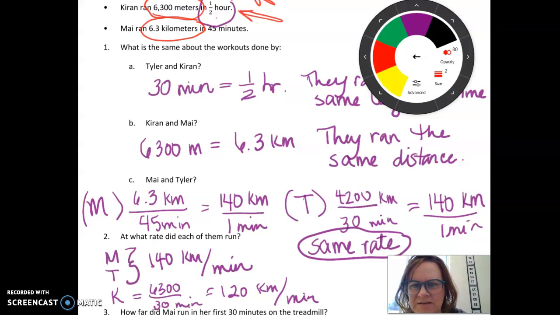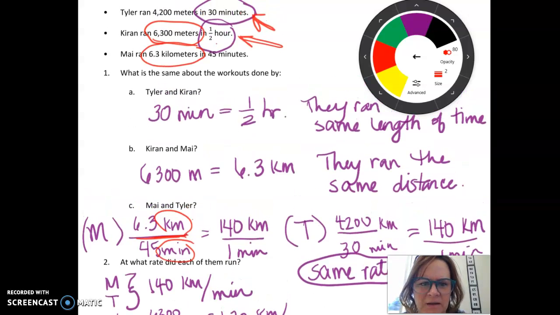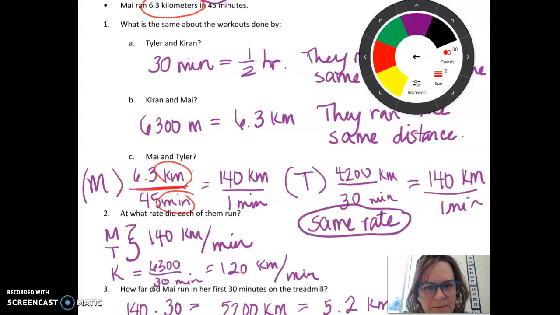And they did. So what I did is for Mai, I took 6.3 divided by 45 minutes because Mai ran 6 3/10 kilometers in 45 minutes. And I wanted the rate to be in kilometers per minute. So I did kilometers divided by minute. And I got 140 kilometers per minute. And then I did Tyler, and he ran 4,200 kilometers in 30 minutes. So I did the same thing in terms of kilometers divided by minutes. And then I got 140 per minute. So that confirms my thought that they probably ran the same rate, and they did.